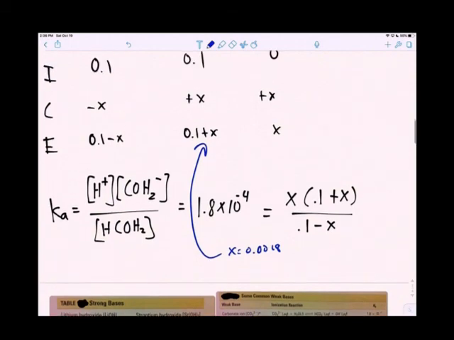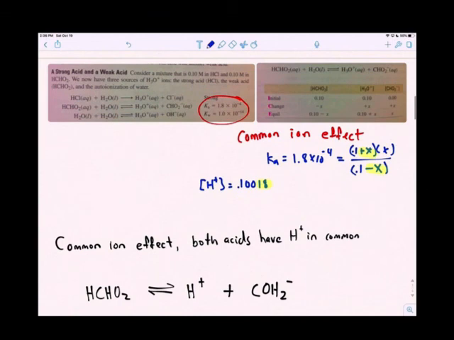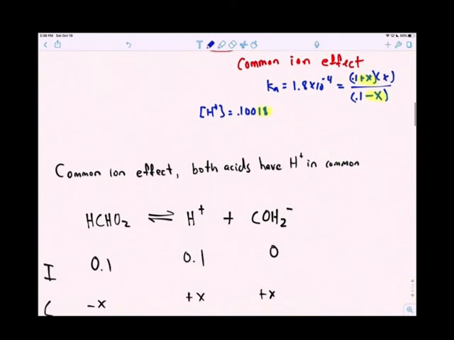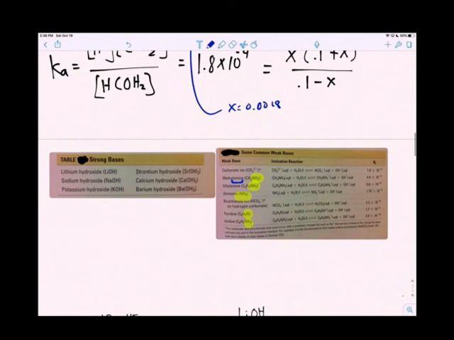0.0018. So remember this, and this will come in more important next chapter when we talk about the common ion effect, but if you have mixtures of acids, this is known as the common ion effect. That's also when we talk about sulfuric acid and other diprotic acids. We'll cover that in the next video.